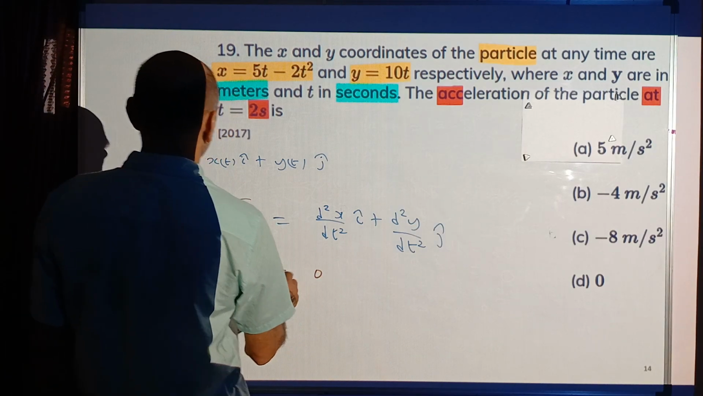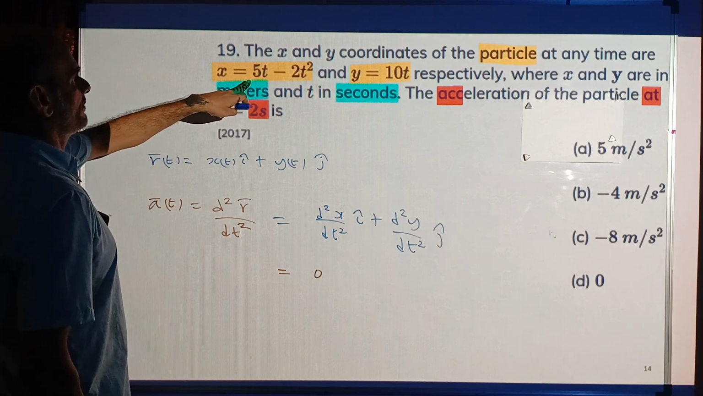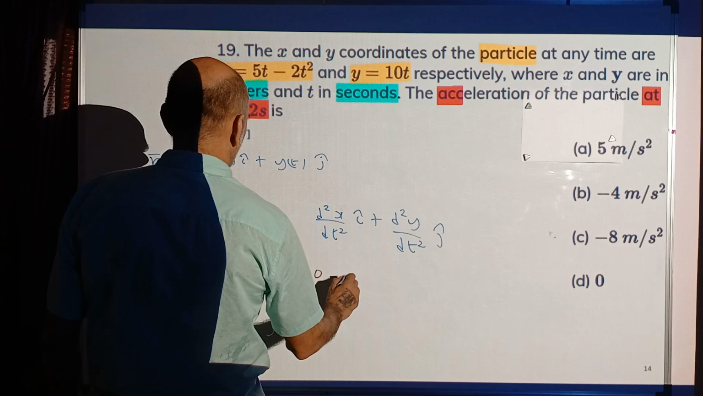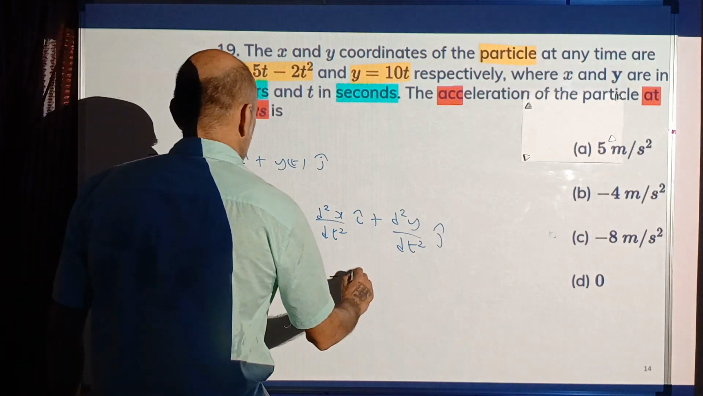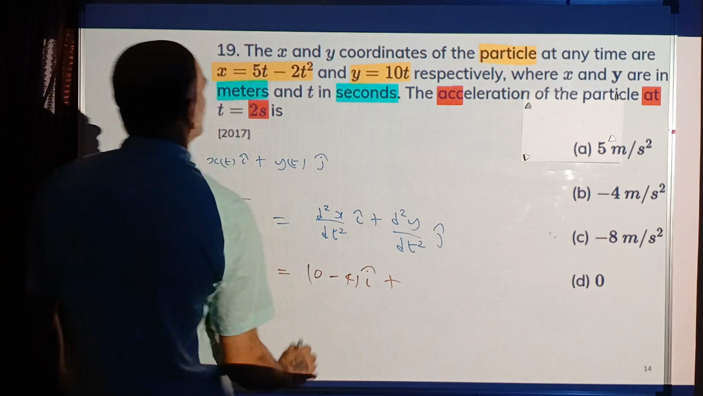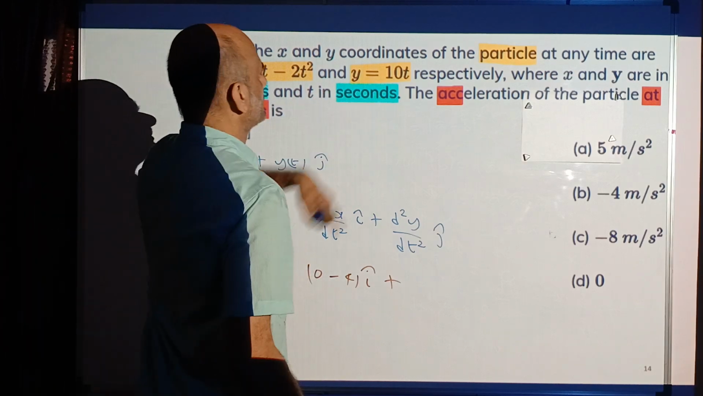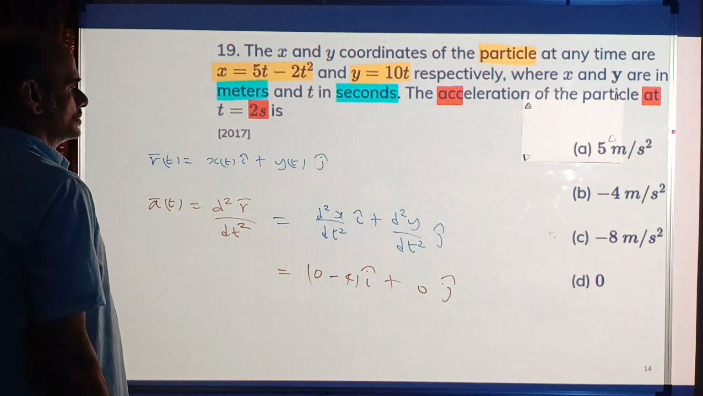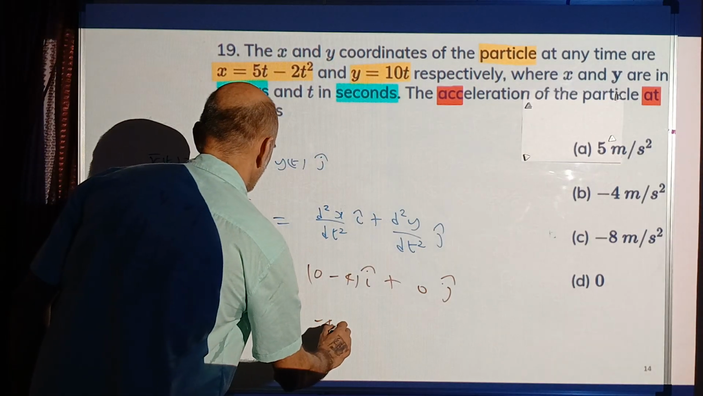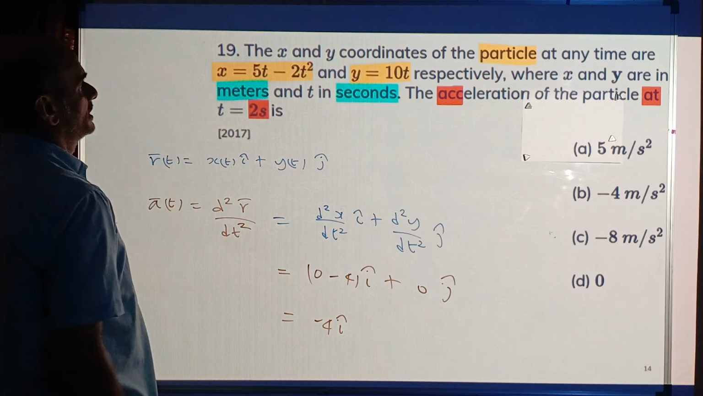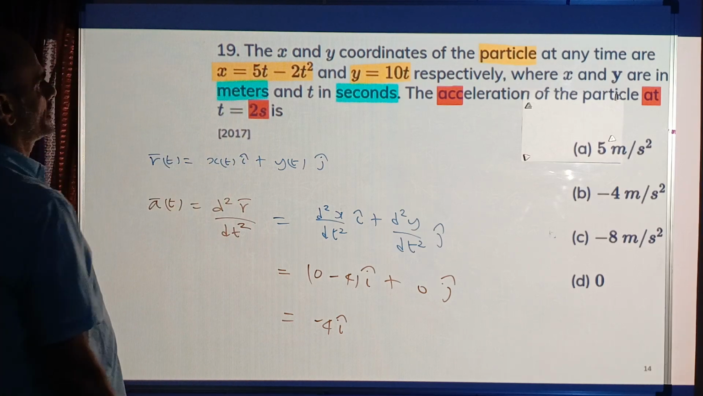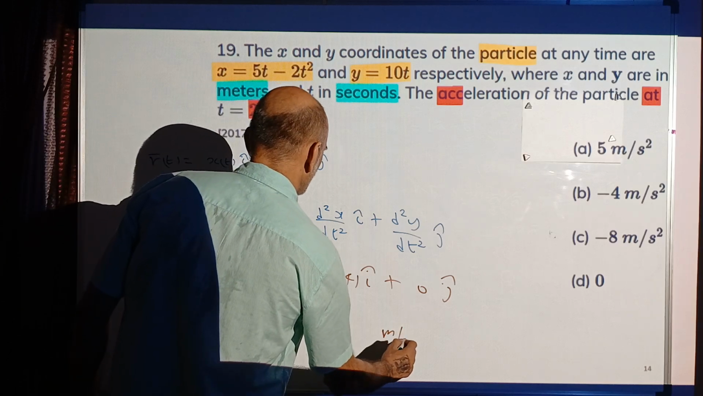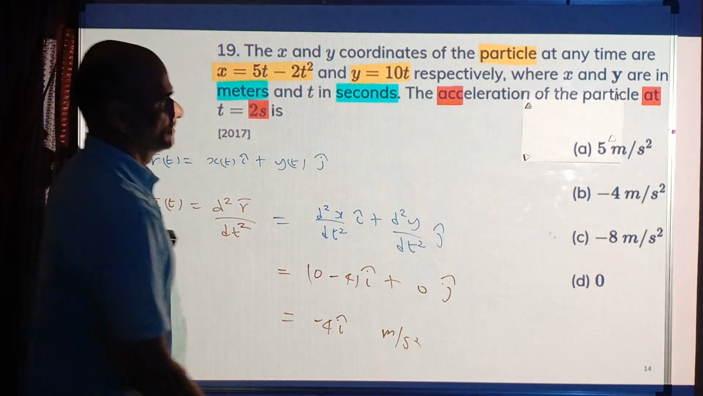First time if you differentiate, 5t becomes 5. If you differentiate again with respect to time, it becomes 0. This thing will become minus 4t and then minus 4, so minus 4 into i cap. Y, if you differentiate twice, first time it becomes 10, second time it becomes 0, so 0 j cap. So acceleration is minus 4 i cap in SI units, because x and y are in meters and t is in seconds, the acceleration is in meter per second square. Direction is i cap.